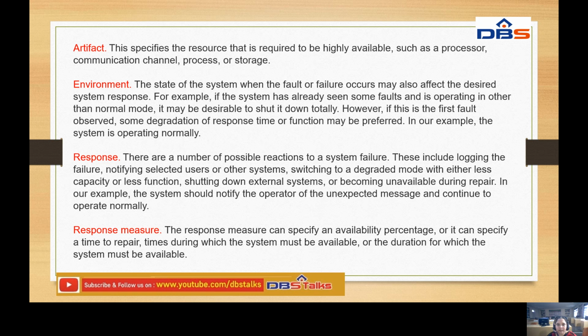Next, environment. The state of the system. Environment says what? The state of the system. As I said previously, it is busy, it is running, it is runnable, it is overloaded, whatever it may be. It says the state of the system. Now when faults or failures occur, they may also affect the desired system response. Sometimes the faults or failures will occur, sometimes they can be affected.